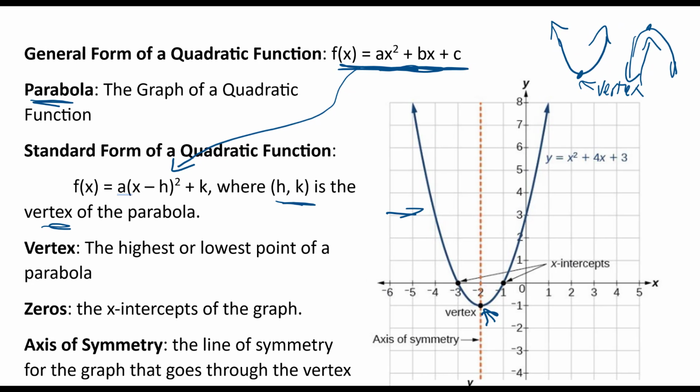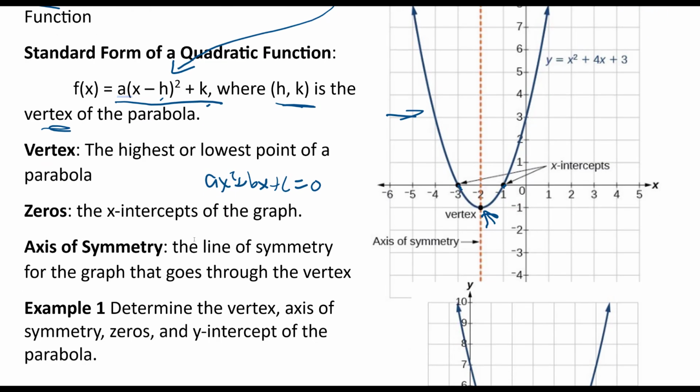And the point I want to get at is, if you can get it in this format, you know the vertex. It's not hard to get there, and we talk about that. So the vertex is the highest or lowest point of a parabola. Zeros are the x-intercepts of the graph, so that's where it hits the x-axis. Those would be zeros. So they'd be like taking ax squared plus bx plus c and setting it equal to 0. So that means y is 0, and y is 0 on the x-axis.